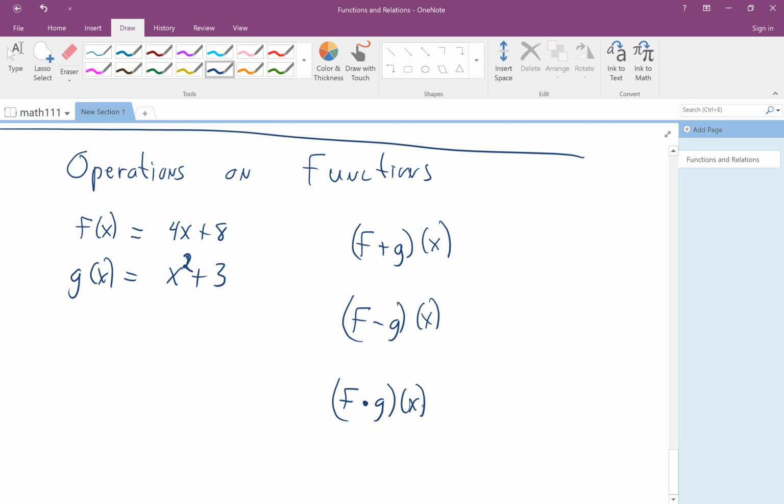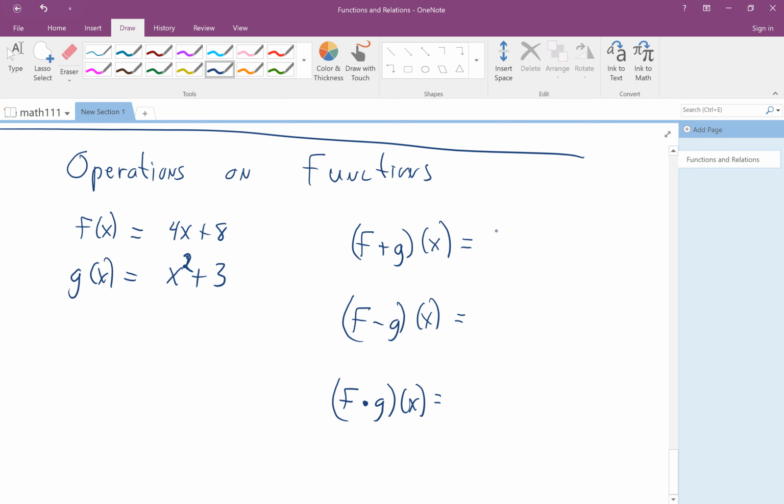Okay. So here's what they want us to do. They want us to add. So this is how we say this. F plus g of x, f minus g of x, f times g of x. All right? That's how you say that. F plus g, f minus g, f times g. So what we're going to do is we're going to take these two functions and we're going to add them, subtract them, and multiply them. All right? That's all they're asking you to do there.